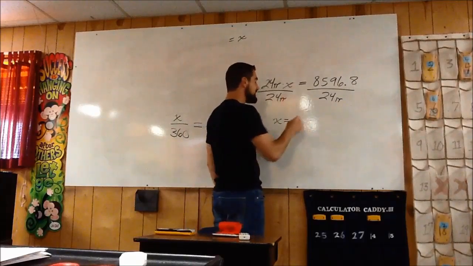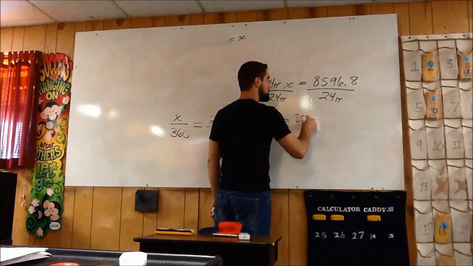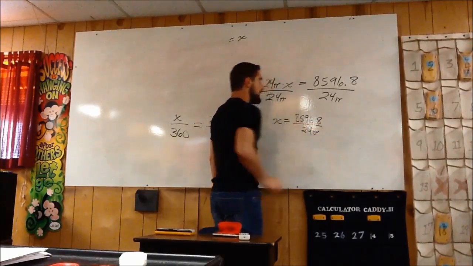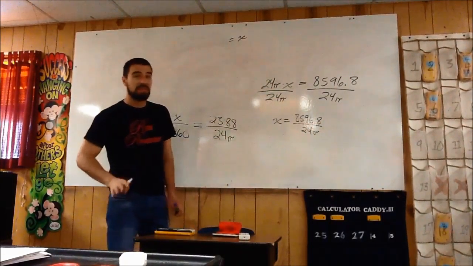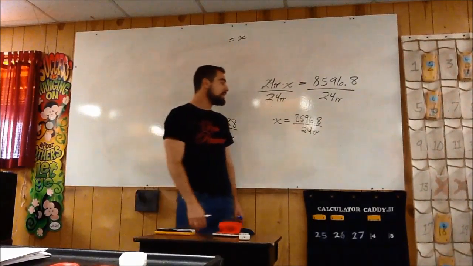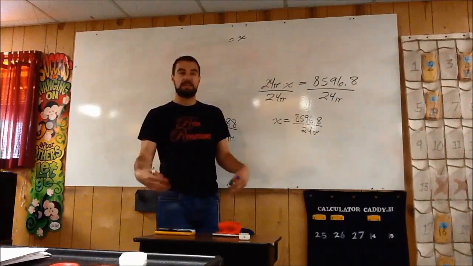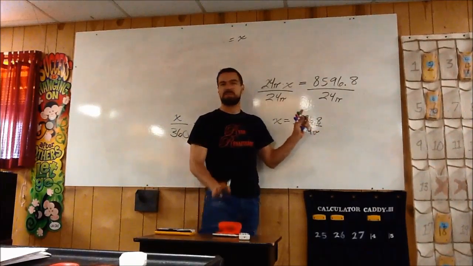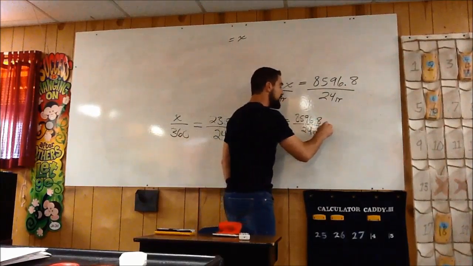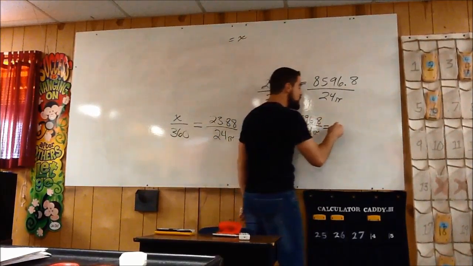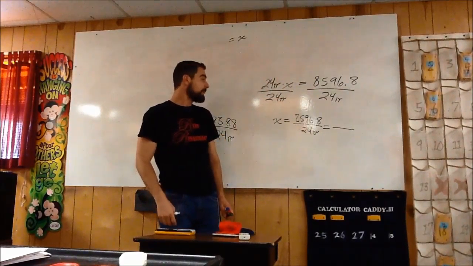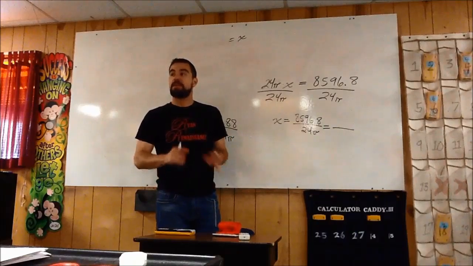Okay, so my exact answer, the unsimplified exact answer, is 8,596.8 divided by 24 pi. It's gross to have decimals in fractions, so let's just try to get rid of that. I know that my new answer, please pay attention rather than typing something into your calculator, your exact answer must have pi in it.